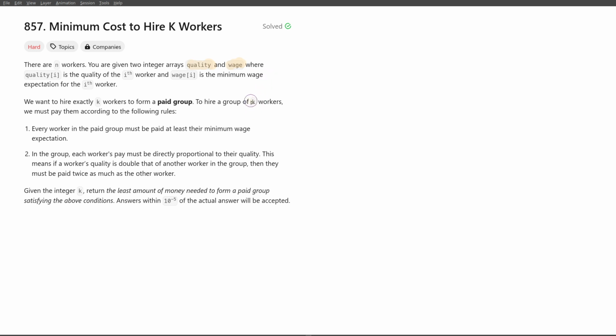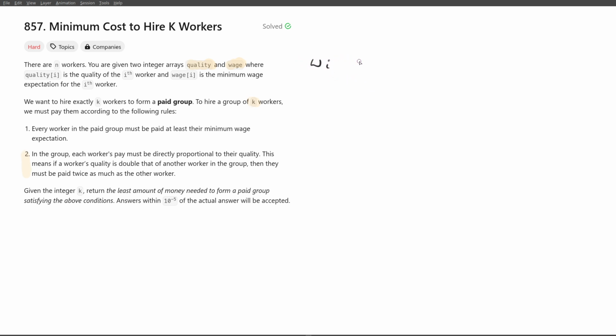Now, we want to hire K workers, and we do not care about their quality. Their quality is important when two workers that we've hired look at each other. Of course, all of them have to be paid their minimum wage, but they also want to have some justice, in such a way that if one worker is twice as good as another, then he also has to be paid twice as much as that worker that is only half his quality. So in other words, we have to have this satisfied for every worker.